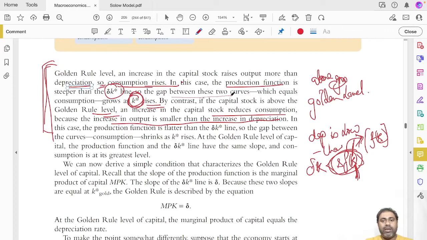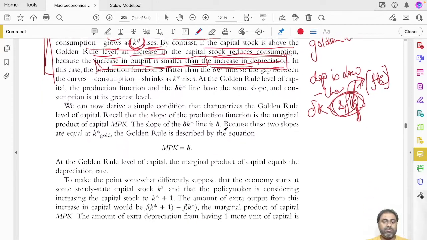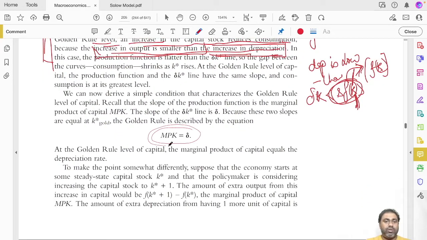Okay, the gap between Y star and consumption grows as K star increases. By contrast, if capital stock is above the golden rule level, an increase in capital stock reduces consumption because the increase in output is smaller than the increase in depreciation. Okay. So marginal product of capital.